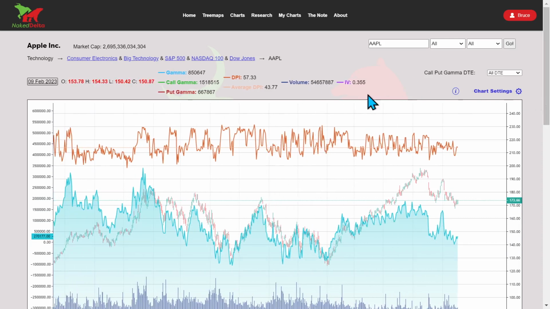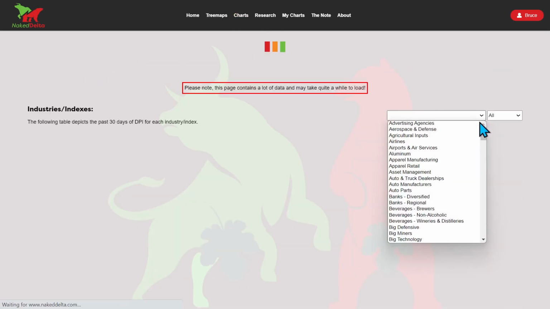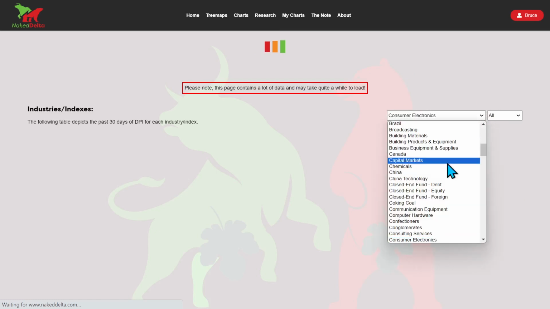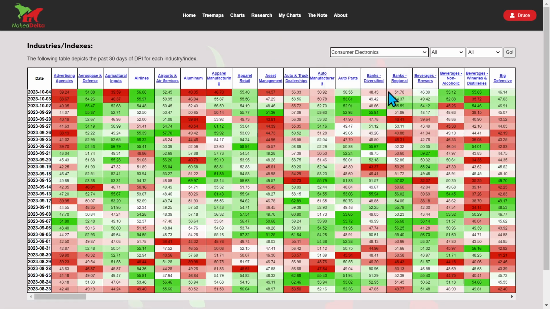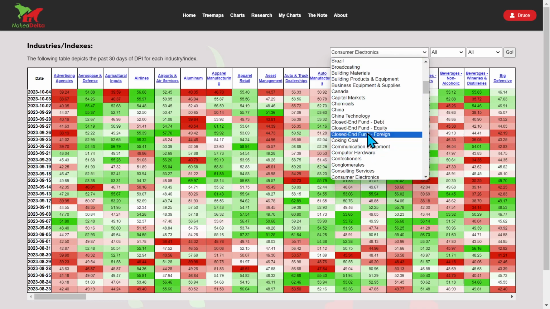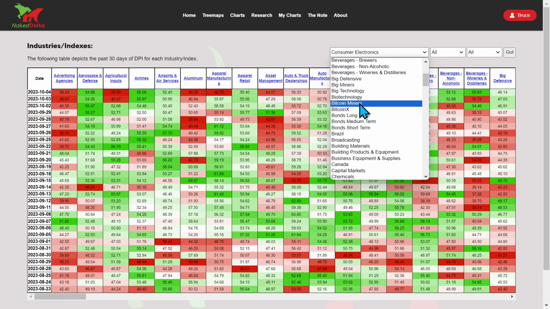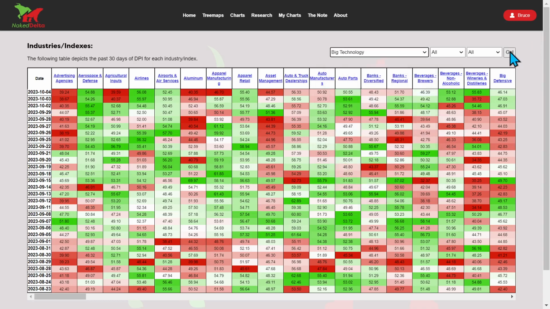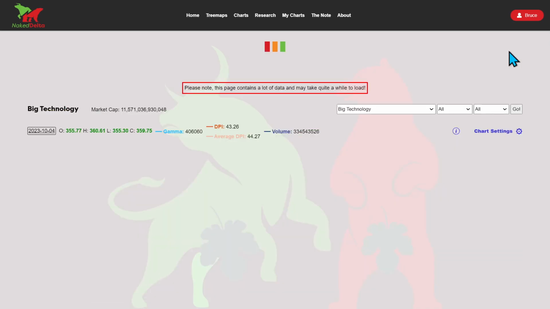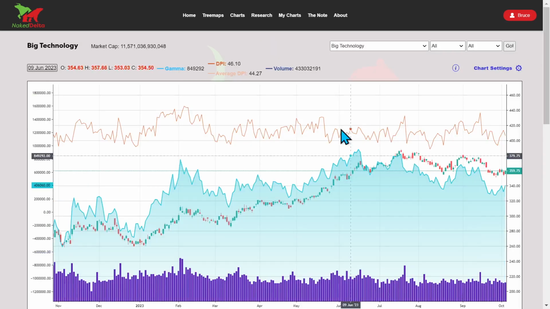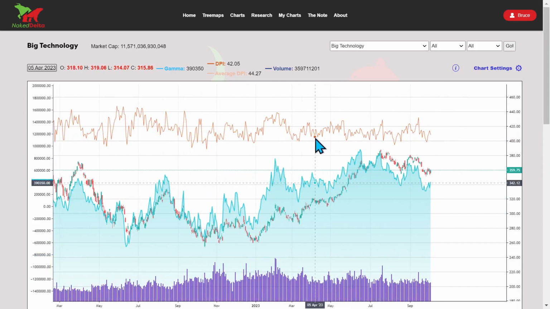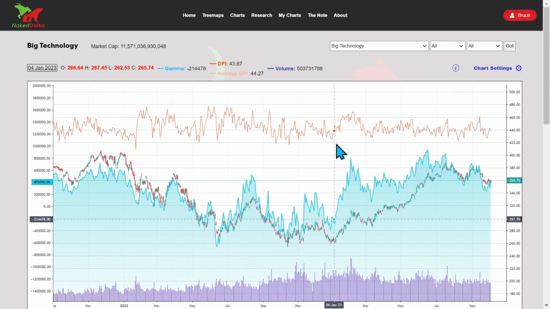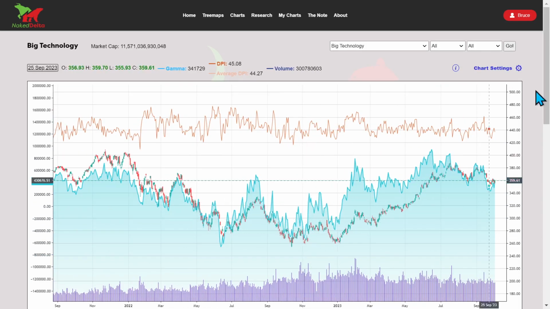We do offer DPI in groups. So if you were to look at any particular index, as we were earlier, we could go and have a look at Big Technology. This is a group of shares, slightly bigger than the FANG grouping, just so we can get a bit more of an average. So this is an average of them stuck together, and it's represented here by the Qs.